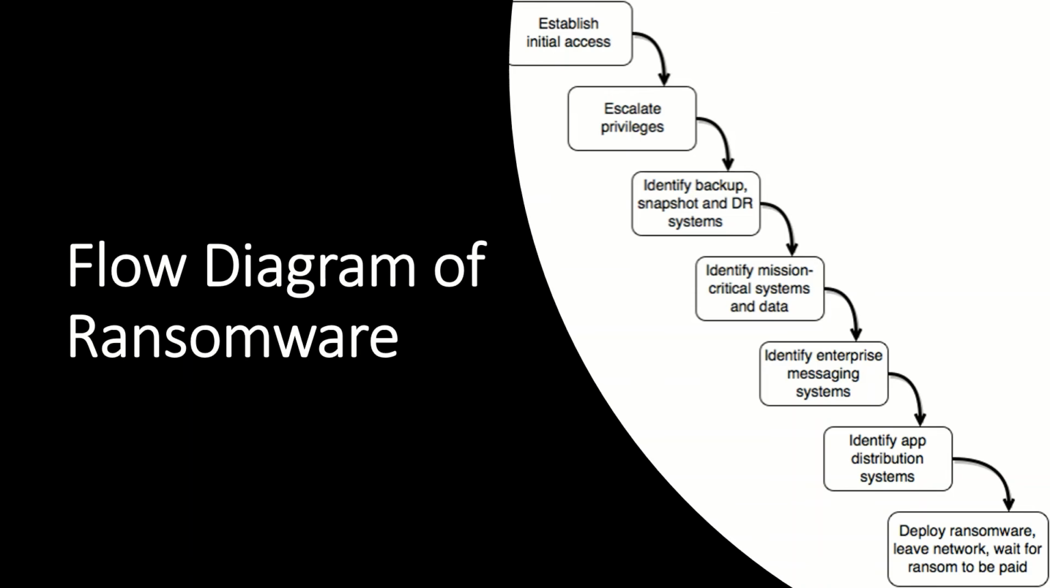Here is the flow diagram of how a ransomware attack is executed. First, the attacker establishes initial access. Next involves escalating privileges. Next, identifying backup, snapshots, and DR systems. And next is to identify mission-critical systems and data. Next is to identify enterprise messaging systems. Next would be identifying app distribution systems. And lastly, the attacker will deploy the ransomware, leave the network, and wait for the ransom to be paid.